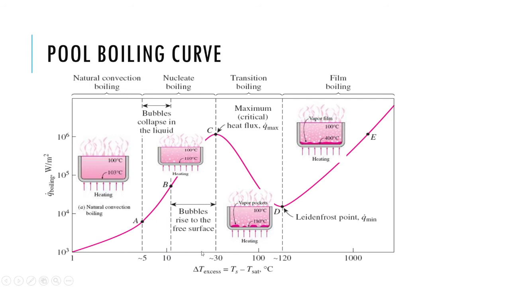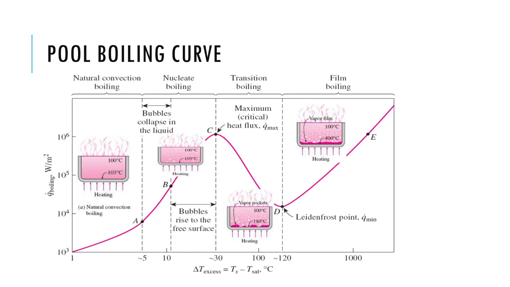So again, a quick summary. From O to A, it is natural convection boiling. Natural convection currents have been set up and boiling takes place and water gets converted to steam, or any liquid into its vapor. Then A to B, bubbles start forming and rising up, and B to C, they rise up at a higher rate, leading to maximum heat transfer.